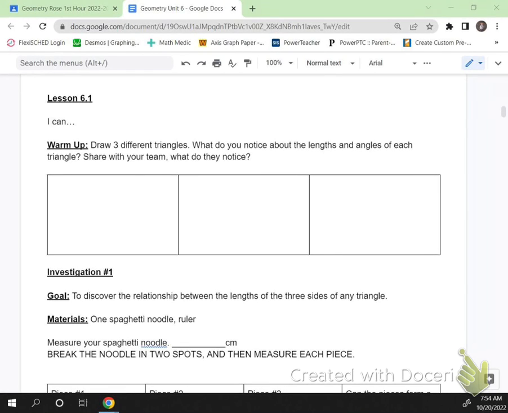Today I can explore and formalize triangle inequalities.